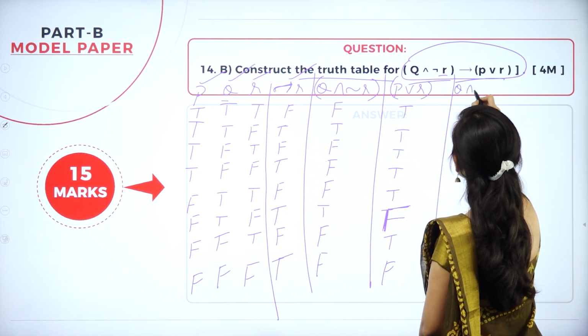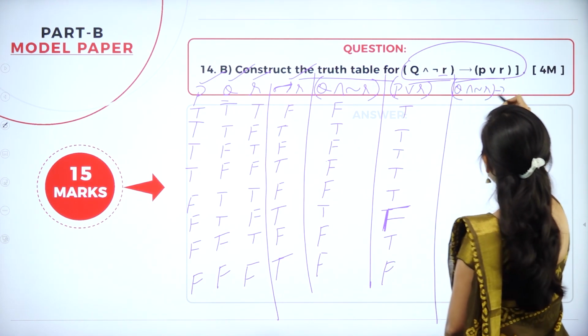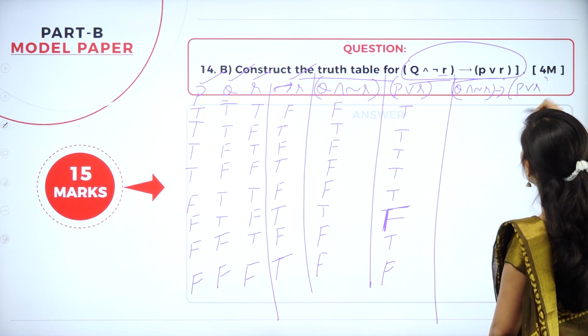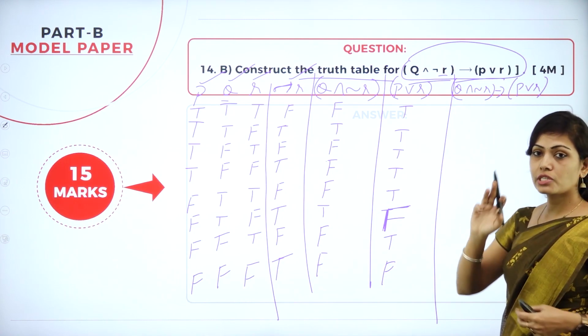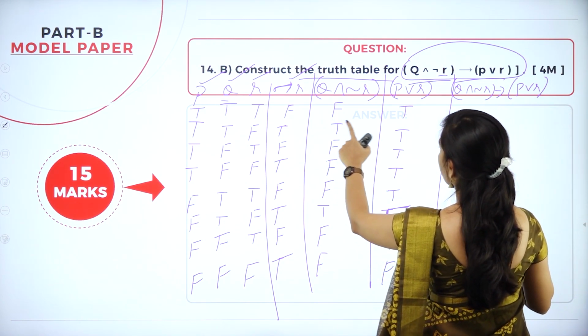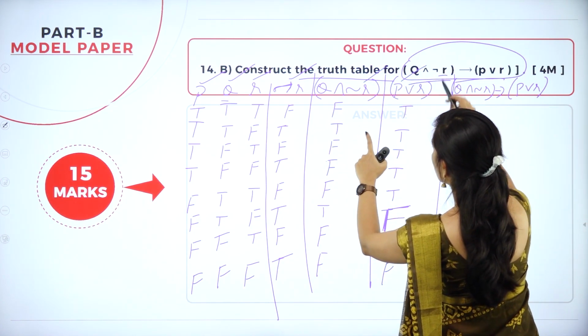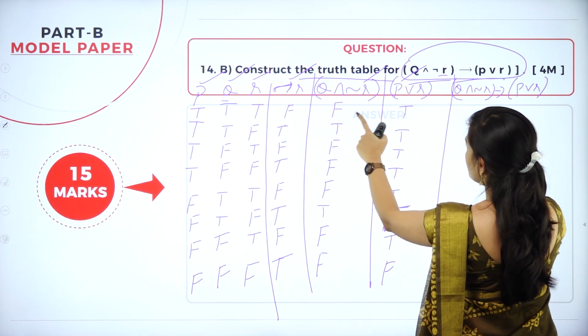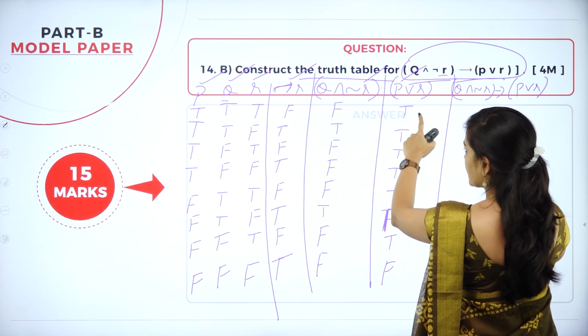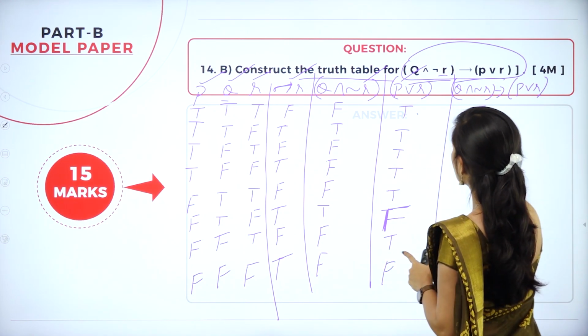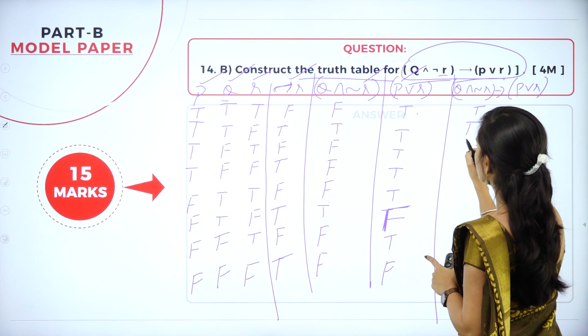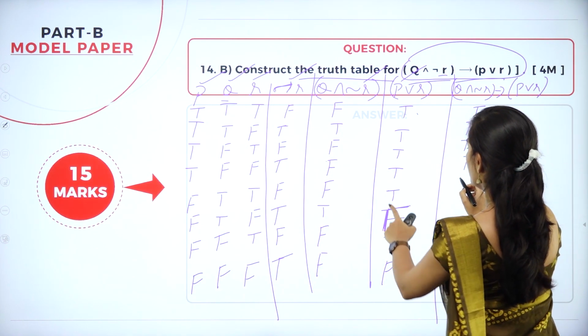So (Q and negation R) implies (P or R). Here we have to use a logical implication. Implies means you just take these two columns, the first column and the second column. It is true, false, true is true, true, true, true, true.